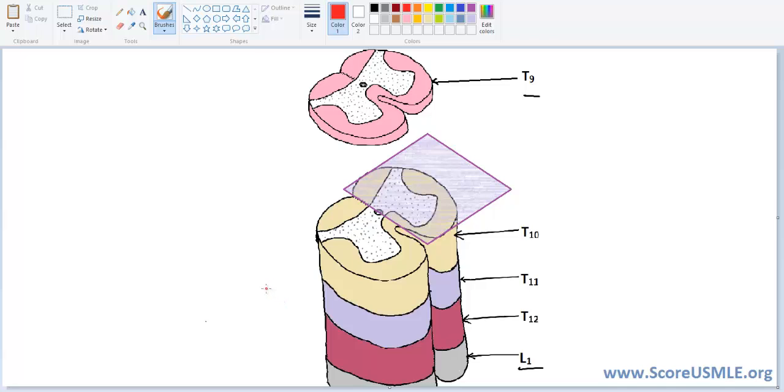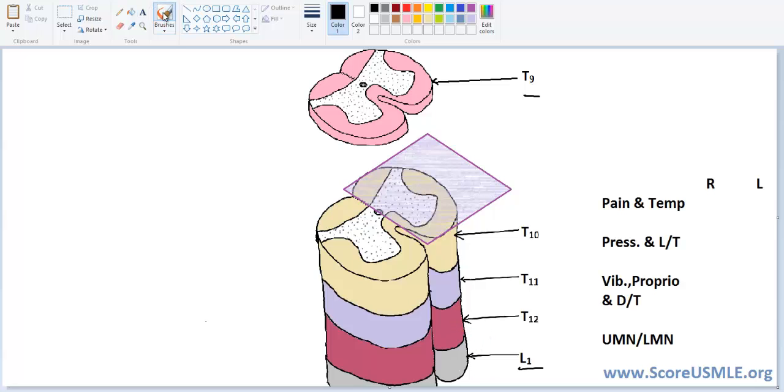The first part would be the effect of this transection on the segments that are below the level of injury, meaning to say T11 and below. The second part would be the effect of this transection on the level of the spinal segment injury. And the third part would be the effect of this transection on the segments that are above the level of injury. So now let's begin with the effect of this transection on the levels of spinal segments below the level of injury.